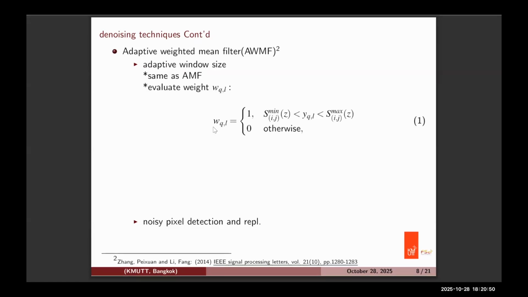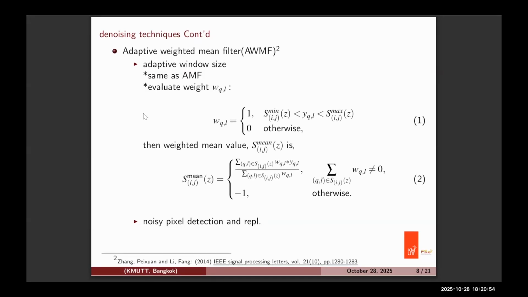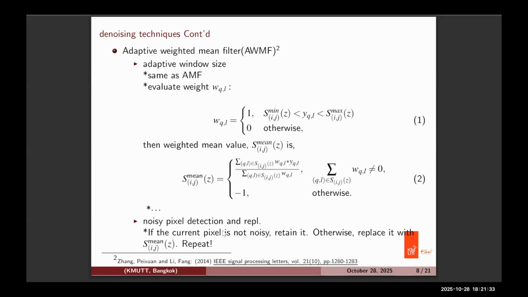In the adaptive window stage, it has almost the same procedure as the one mentioned in the previous slide, but it includes the computation of weights. The weight is simply defined in equation number 1. As you can see here, it is just going to be either 1 or 0, depending on whether a noisy pixel is identified or not. Once that weight is obtained, we compute the mean by using equation number 2. The remaining stages are the same as in the adaptive median filter. The final stage is checking and replacing those pixels. And here, instead of replacing by the median, we are going to replace by the weighted mean, which we obtain from equation number 2.